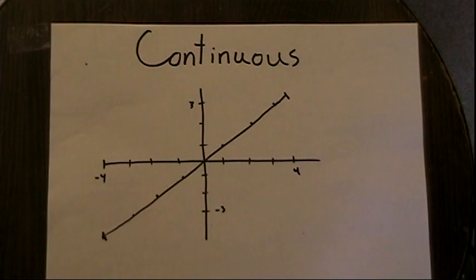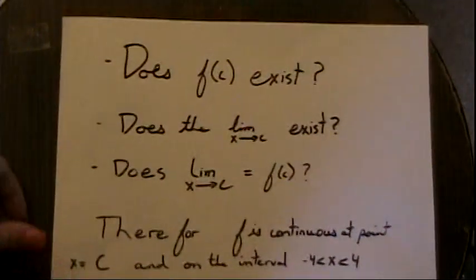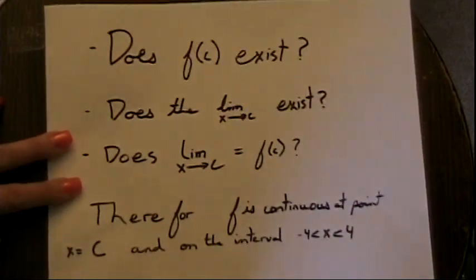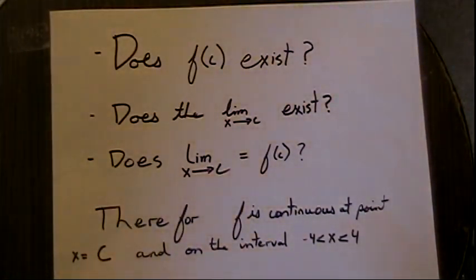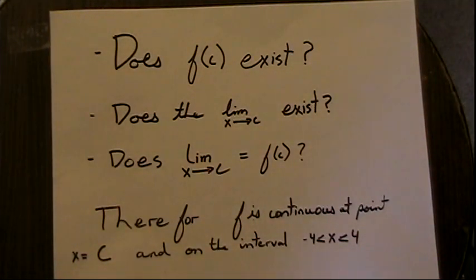The mathematical justification for this is, at any point in question, we check if at that x value there is a y value that corresponds, called c. Next, we check if the limit as x approaches c exists. Finally, if the limit as x approaches c equals the value at c, the function is continuous. On the graph just shown, all of these conditions are satisfied. Therefore, f is continuous on the interval from -4 to 4.